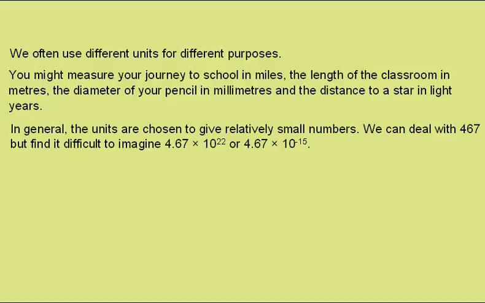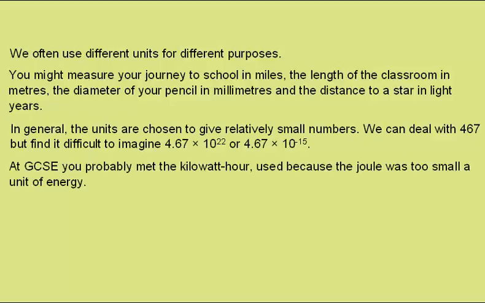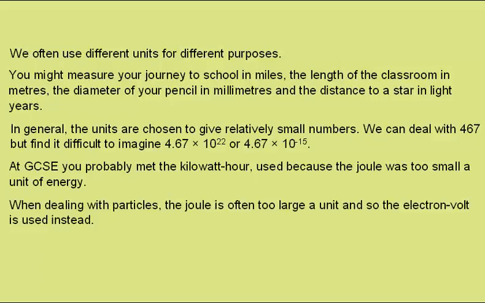We can deal with 467, it's an imaginable number, but find it difficult to imagine 4.67 times 10 to the 22, or 4.67 times 10 to the minus 15, for example. At GCSE you probably met the kilowatt hour, used because the joule was too small a unit of energy, the kilowatt hour being a much bigger unit of energy. When dealing with particles, the joule is often too large a unit of energy, and so the electron volt is used instead.